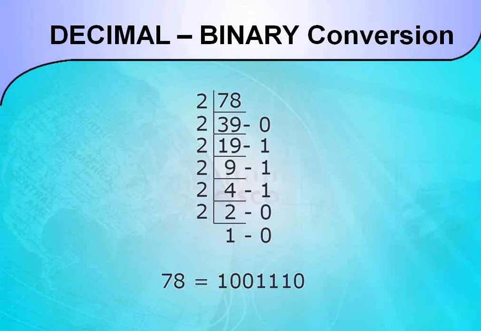2 ones are 2. 2 nines are 18, remainder 1. So the remainder is on the side. So what about the 9? 2 nines are 18, remainder 1. 2 4 0. Okay, that I understand. And then 1 is just 0. You don't have any remainder, so you put 0.